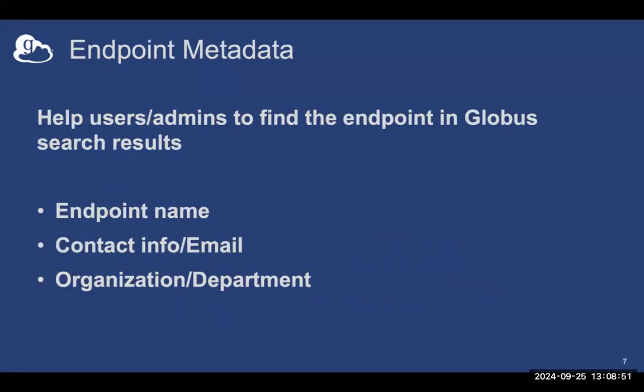So the next set of configuration is the endpoint metadata, which is there to help you find the endpoint when you're using the Globus search functionality. There's an endpoint name, a description, some contact information, an organization, a department, and those are just a way for you to publish information. Those are weighted in the search results so that when someone types in your university name or your organizational name, they might more likely find the correct endpoint quickly instead of having it be down a few pages. So more information is always better for the search results.